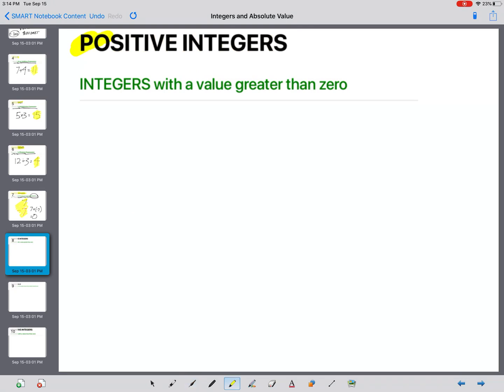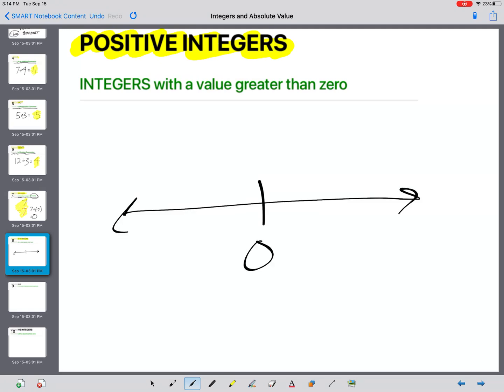The next term, positive integers. Positive integers are just numbers that have a value greater than 0. So on the number line, all the numbers to the right are positive integers.